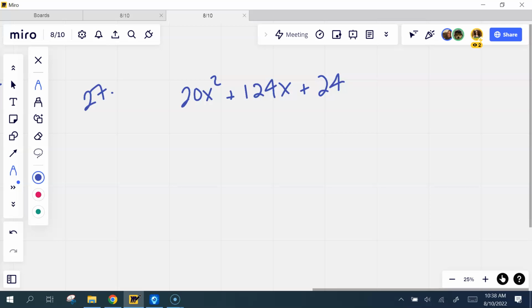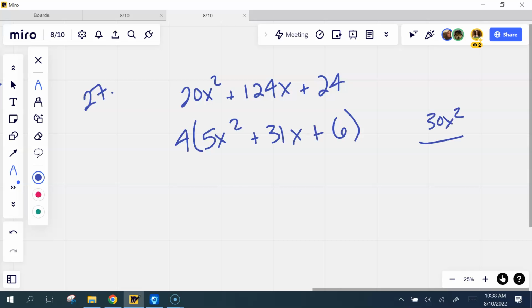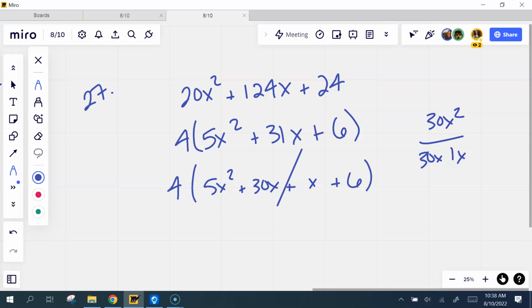4. Somebody said 4. Somebody who's doing math said 4. 5x squared plus 31x plus 6. I need two things that multiply to 30x squared, but they add to 31x. What are they? 30x and 1x. So I have 4 times 5x squared plus 30x plus 1x plus 6.